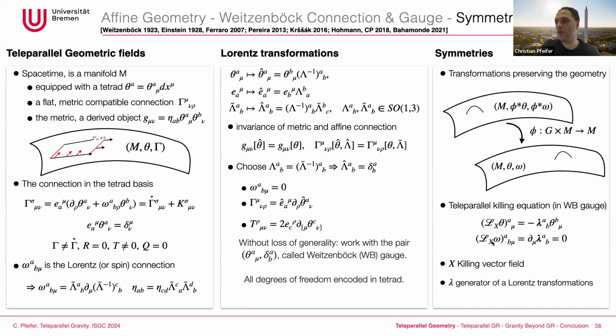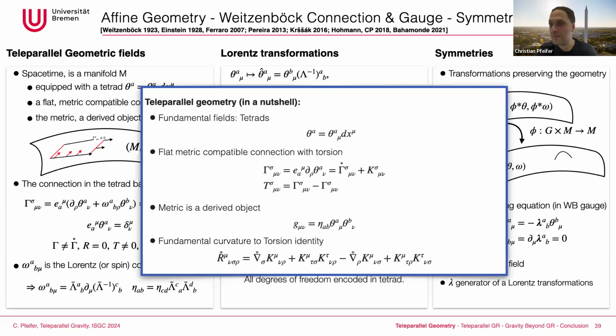I do not want to get into more detail here. It's just to let you know we can find symmetric tetrads and spin connections, spin connections and tetrads which have a certain symmetry property. And in a nutshell, I hope I have not lost anyone yet, you can think about teleparallel geometry as a geometry that is constructed from tetrads, a flat and metric compatible spin connection with torsion. The metric is a derived object.